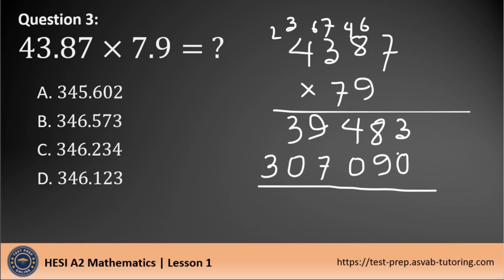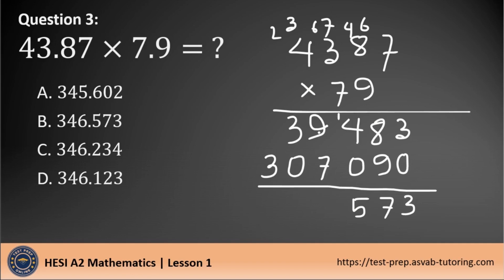Now we need to add both numbers. It's 3 plus 0 equals 3. 9 plus 8 equals 17. Here 7 comes and 1 is a carry for the next digit. Now 4 plus 1 plus 0 equals 5.